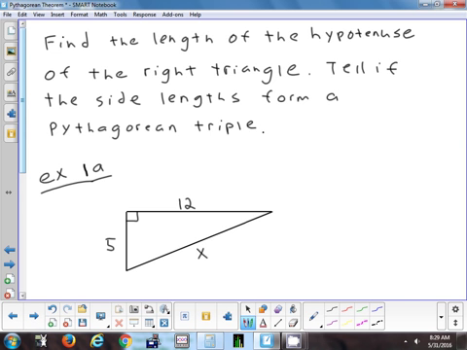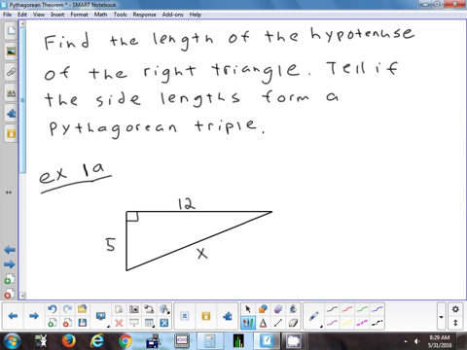Okay, so we kind of already did it, but let's go through this one. Okay, example 1A. You guys get a spot on your guided notes. It says, find the length of the hypotenuse in the right triangle. After we find the length, I want you to tell me if you have a Pythagorean triple. Now remember, what kind of numbers are you not allowed to have for Pythagorean triples? You can't have fractions and decimals.